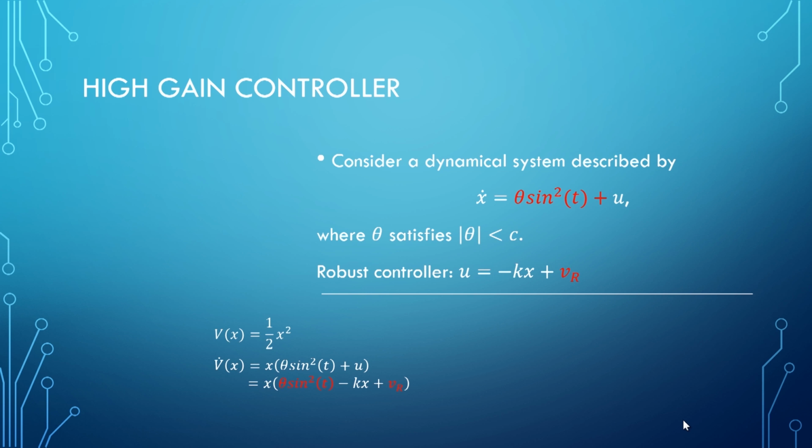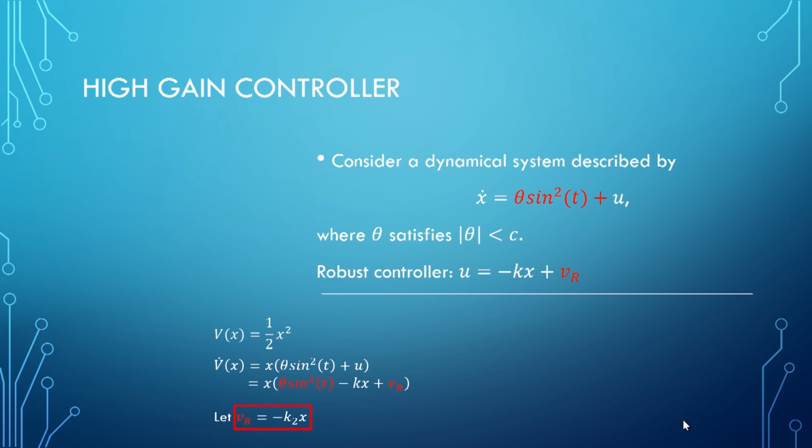The design procedure will be backwards. We first follow the stability analysis and see how you can design this VR, this robust control, from the analysis. So we take this open loop dynamics into analysis. We design this Lyapunov function and take the time derivative, in which you can substitute your open loop dynamics. You substitute the controller here: minus kx plus VR. VR is still to be designed.